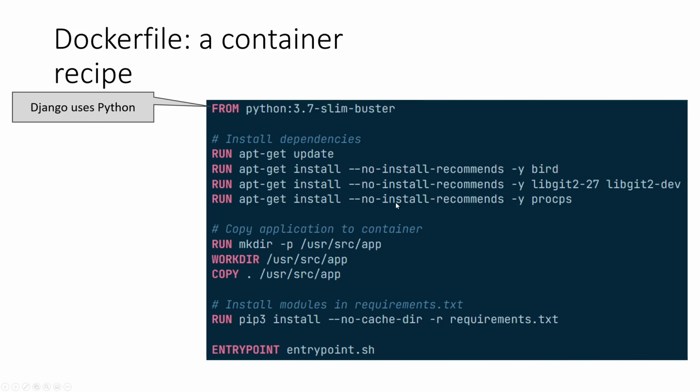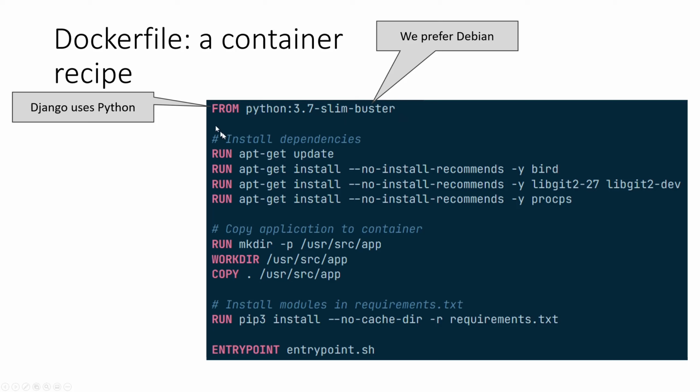Here we have an example Dockerfile. The first line is the FROM line, which specifies the baseline image that we are going to use. The baseline image we are going to use is Python 3.7. It's an image of a Linux distribution with the Python interpreter installed already. We're going to use Python because Django uses Python, so we need Python in our container. We also use Debian because that's what we use in all of our servers. So this is version 3.7 of Python installed on Debian Buster.